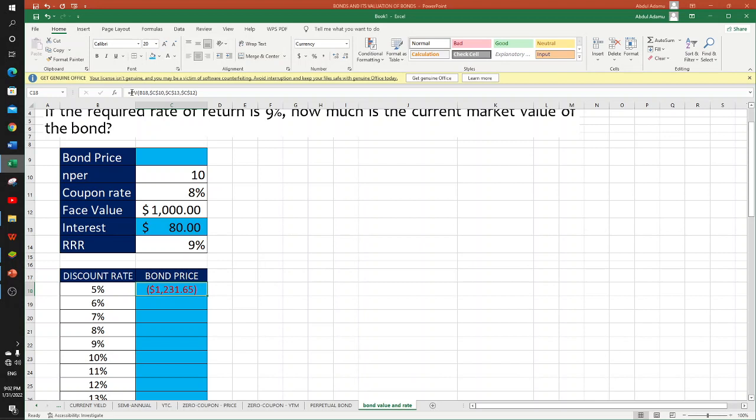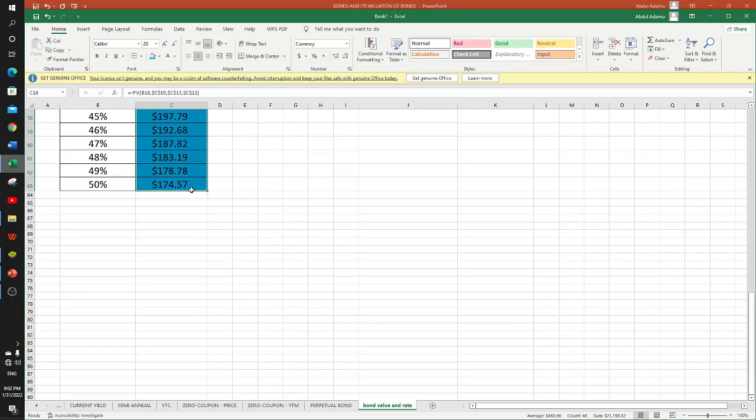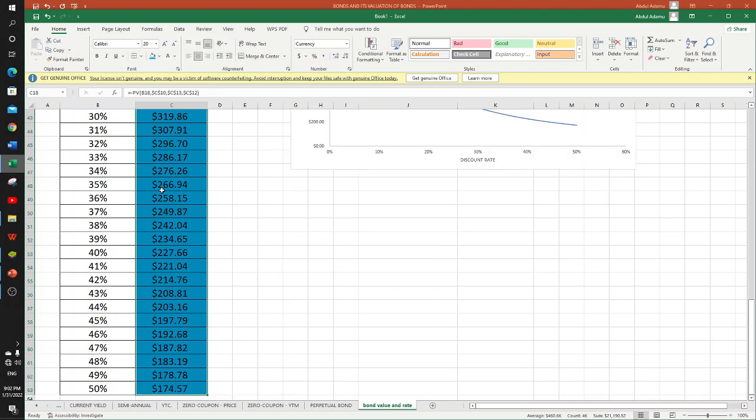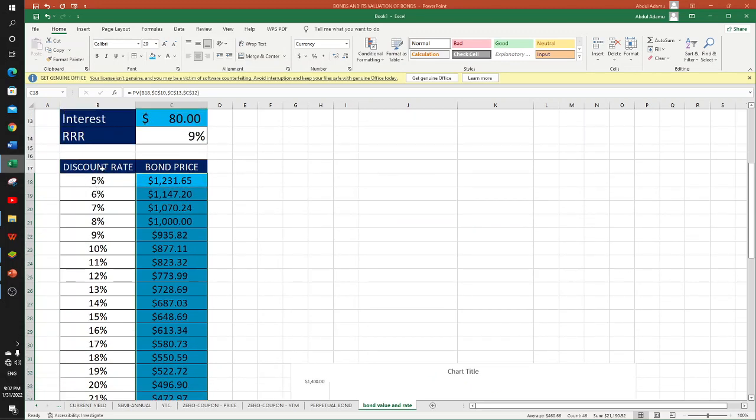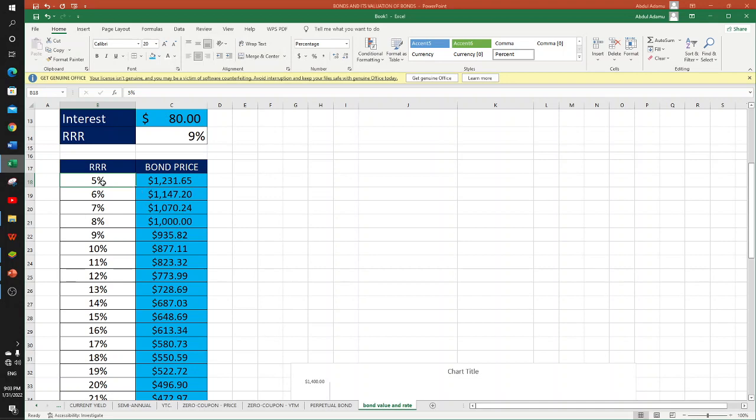This is the value. So let's make it positive. So give it a minus in the formula. Now this is the value. So let me double click and move it down. If we double click and move it down, you can see the values clearly from 5% to 50%. So you can see the value at 5%, the bond price is 1,231.65 kobo. At 10% it is 877 naira 11 kobo. So you can see as the discount rate or the required rate of return, RRR, increases, the bond price decreases.